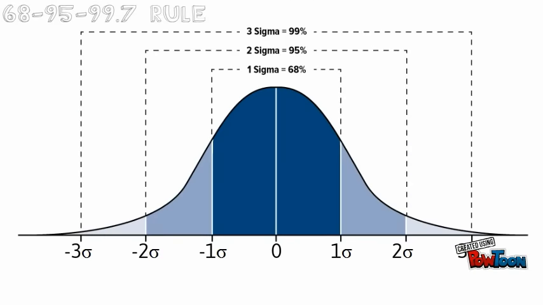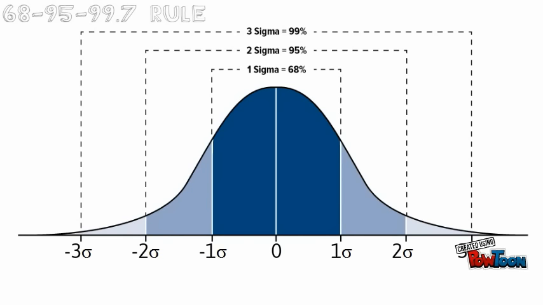The 68-95-99.7 rule tells us that about 68% of the data fall within one standard deviation of the mean. About 95% of data fall within two standard deviations of the mean, and about 99.7% of data fall within three standard deviations of the mean.